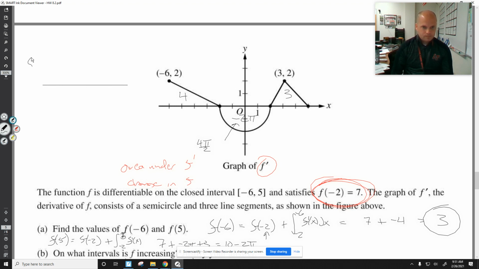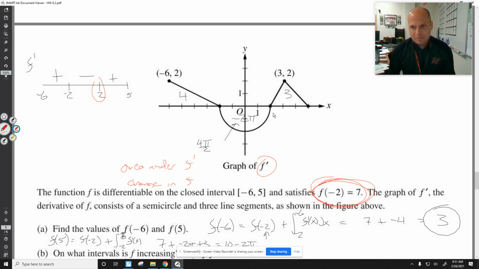f prime is positive until -2. It is negative until 2, and then it's positive from 2 to 5. Sorry, -6. What are our candidates? Well, here's a relative min. And you'd say f's got a relative min at 2. F prime changes signs from negative to positive.